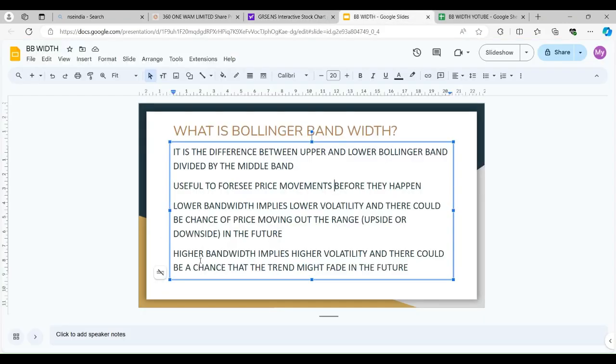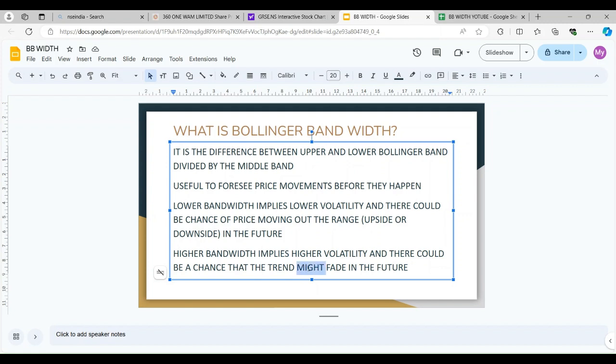What did I say? Higher bandwidth implies higher volatility, and there could be a chance a trend might fade. I'm not saying the trend will fade. Kindly understand, I'm not providing any advisory services. I'm only trying to make you understand how to create a screener and filter out stocks based on Bollinger bandwidth, based on its volatility. So here try to look at this.